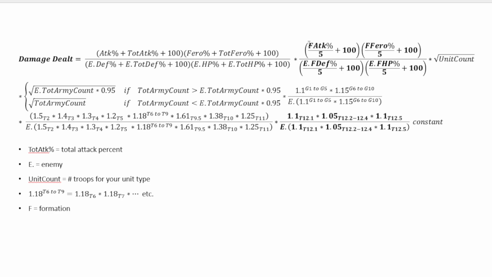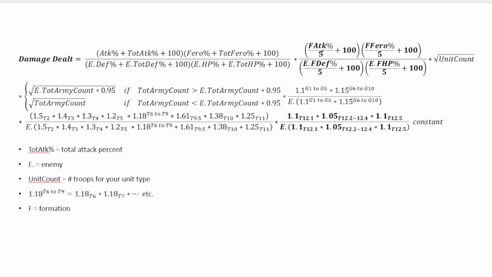But instead of being the total stat itself, the effect of formation stats is 5 times weaker than normal stats. So we can see that the stat percent itself is divided by 5. So for example, if your attack percent is 0% and then you increase that to 100%, what would happen is that your attack damage would double.